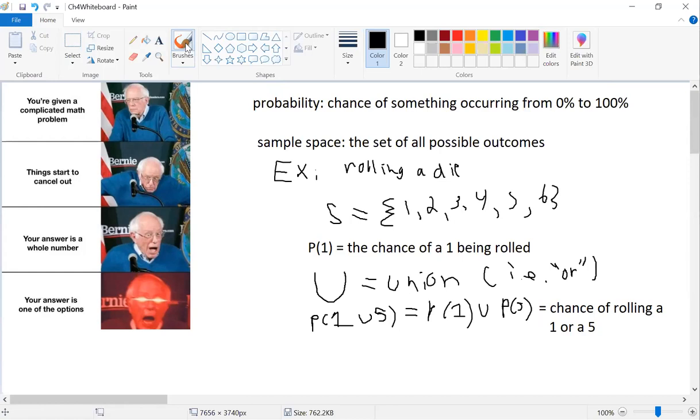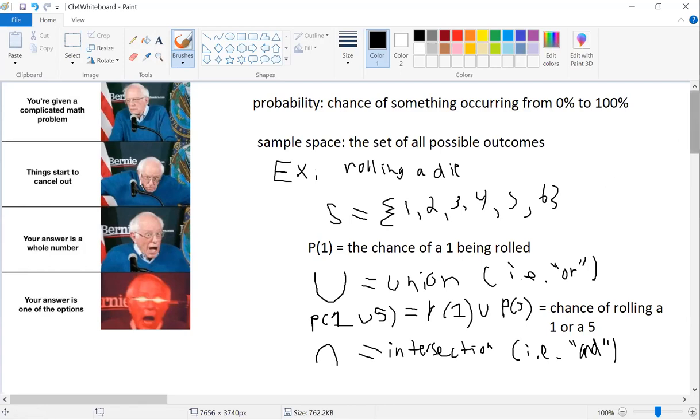Now, we have something else. You might say, okay, what about and? What about 1 and 5? We have notation for that. You can call it an upside down bowl if you want, or an upside down cup. It's just upside down of the one on top. And the formal mathematical term for this, we call this an intersection. I.e. and.